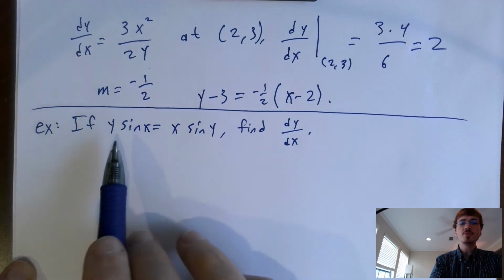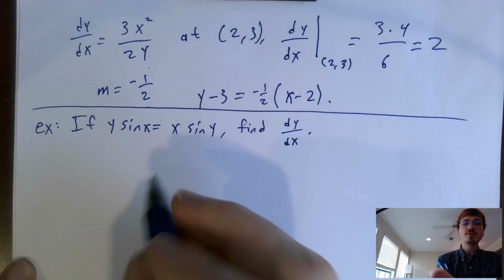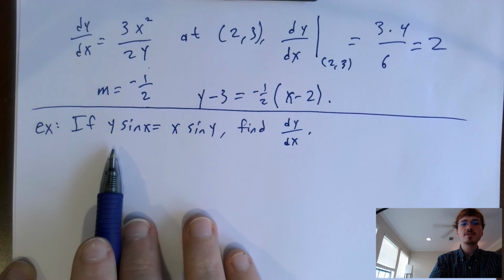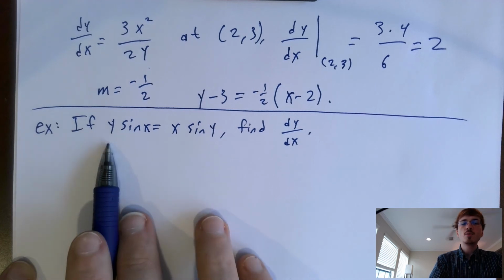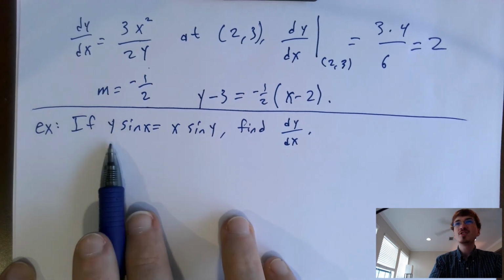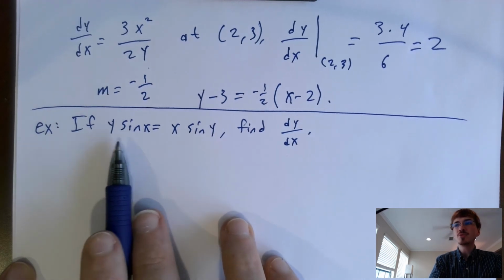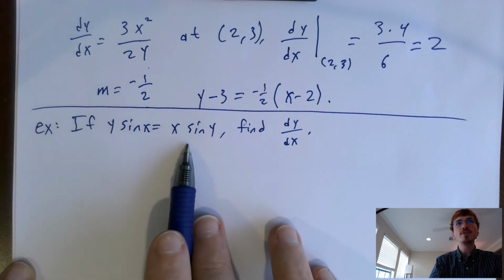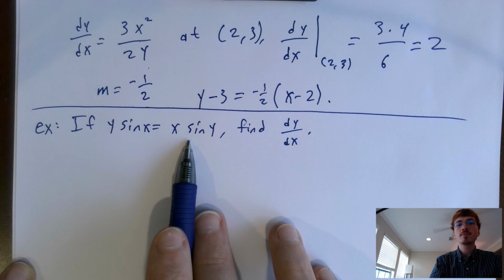All right, so we're going to jump right in. We're going to differentiate both sides with respect to x. Here, y is a function of x. It's implicitly defined as a function of x. Sine of x is a function of x. To differentiate, we need the product rule, right? Similarly, on the right-hand side, we will need the product rule to differentiate this. So we need the product rule.